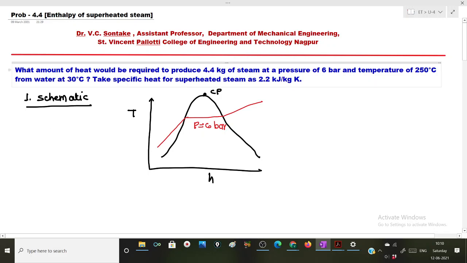So problem 4.4, and it is based on enthalpy of superheated steam. Problem statement goes like this. What amount of heat would be required to produce 4.4 kilojoule of steam?